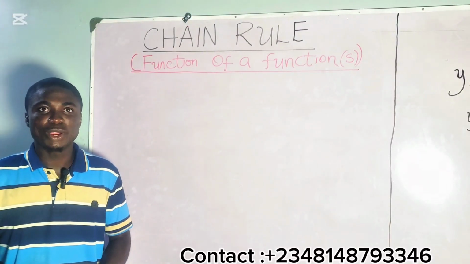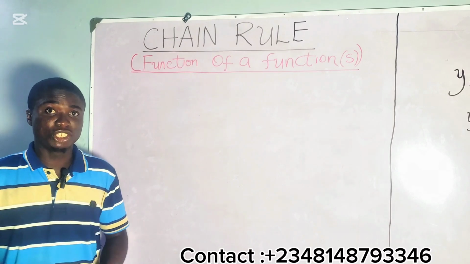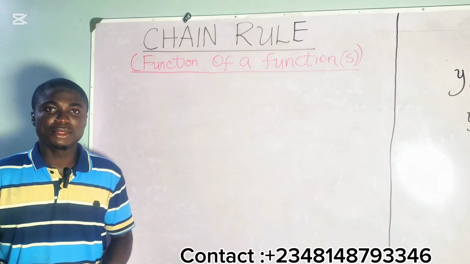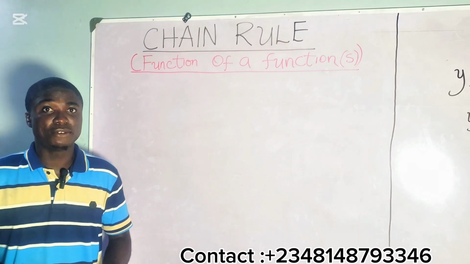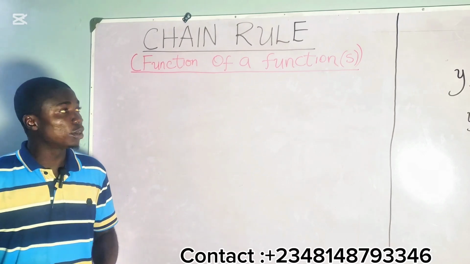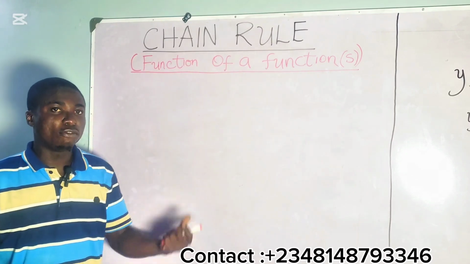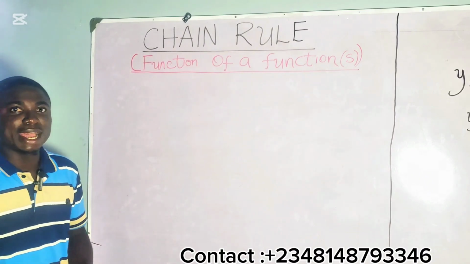In today's class, we are going to be dealing with the chain rule method of differentiation. So what is chain rule? Chain rule is a method of differentiation used to differentiate composite functions. Chain rule can also be called function of a function or function of several functions. Alright, so let's take an example.